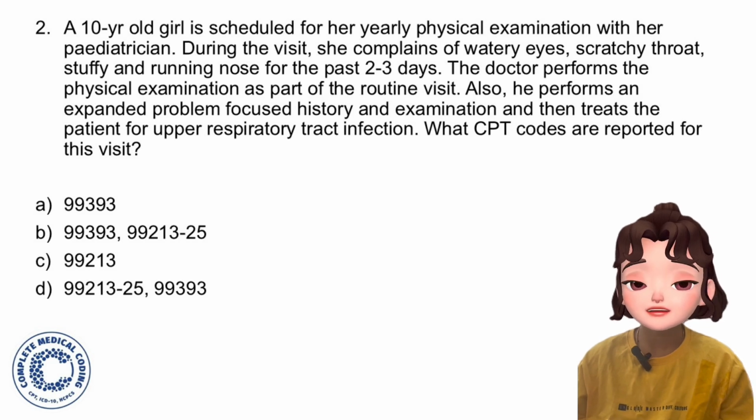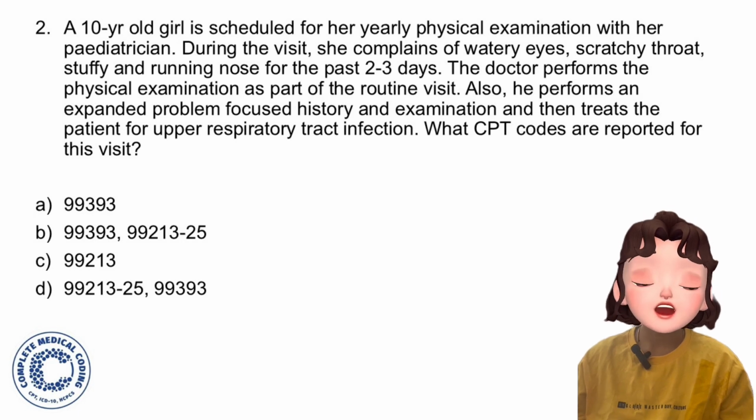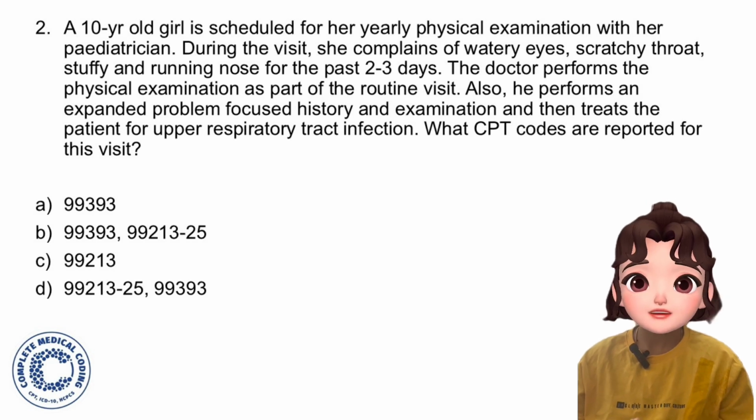He had done a detailed and expanded problem-focused history and examination for the URTI. So you have to code for both. Since for E&M you have to code it separately. So let's see how to do the exact code. If you can check the options, the codes are the same. There are two codes, 99393 and 99213. From that you have to identify whether we need to code only 99393, only 99213, or both together.